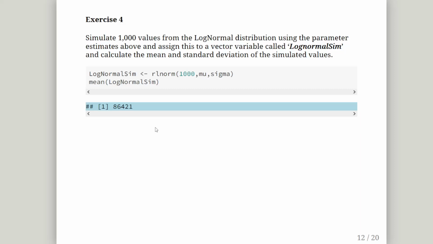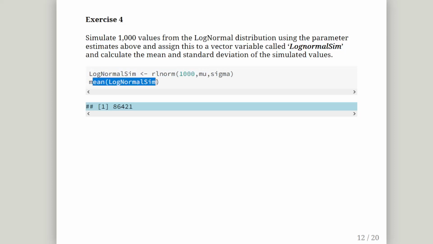Simulate 1,000 values from the log normal distribution using the parameter estimates above and assign this to a vector variable named log normal sim. Calculate the mean and the standard deviation of the simulated values. So we have mu and sigma from before. We're going to use the command rlnorm to create random numbers for the log normal distribution. We're going to create 1,000 numbers. The parameters are the estimates we just used previously, mu and sigma. And we're going to save that as log normal sim.